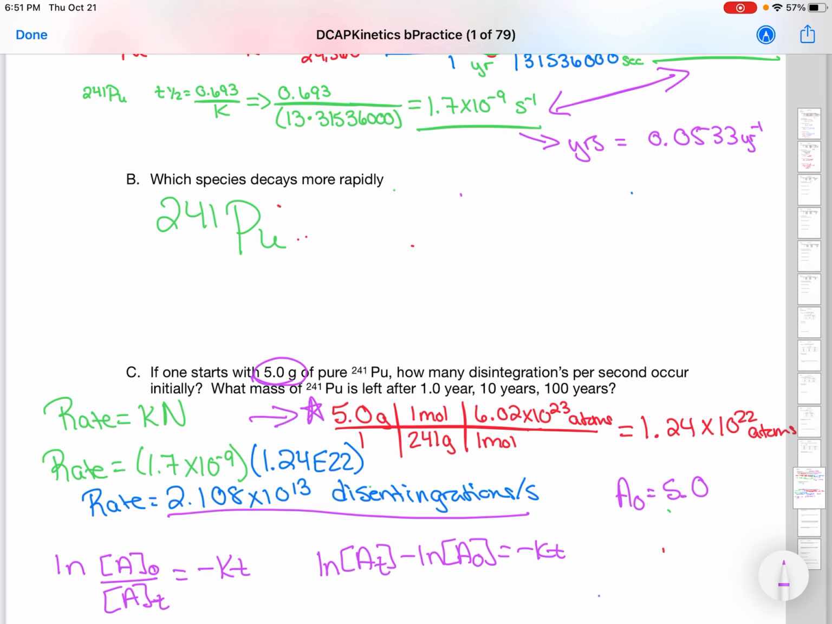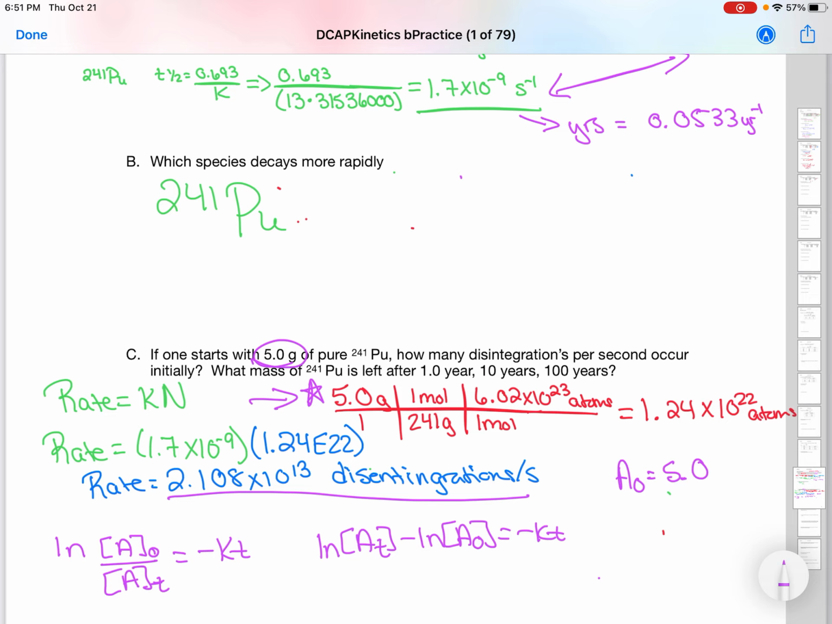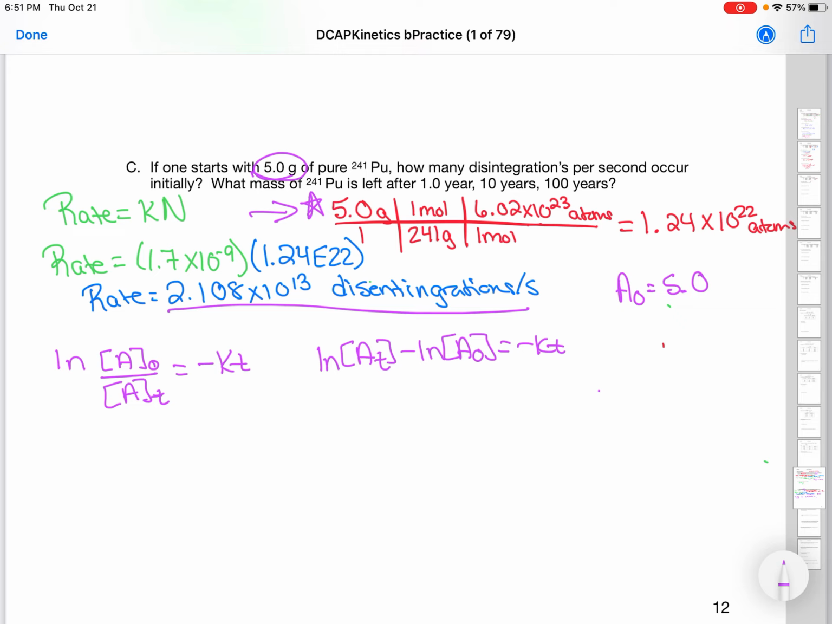So I take the 5 grams and I'm going to convert it from grams to atoms. So my grams is 241, that equals 1 mole. And then I use Avogadro's number. 1 mole is 6.02 times 10 to the 23rd. And I get 1.24 times 10 to the 22nd. Okay. So I'm going to slide that number in, and now I'm going to get my rate. So my rate, when I take the K times the N, is 2.10 times 10 to the 13th. And that's disintegrations per second.